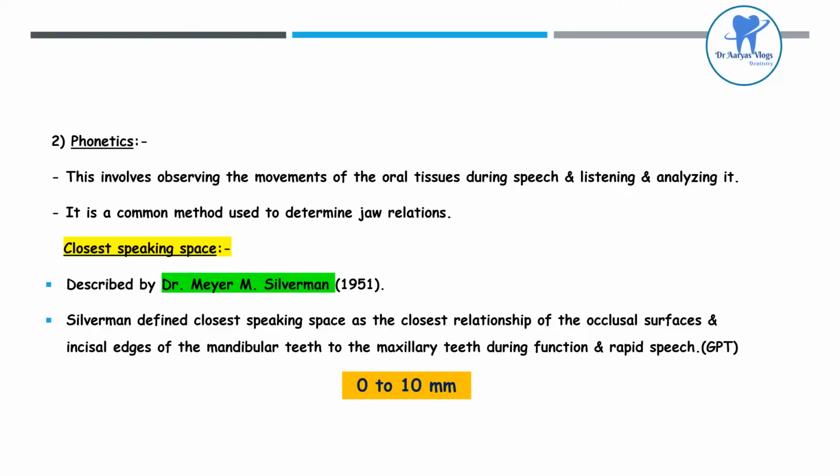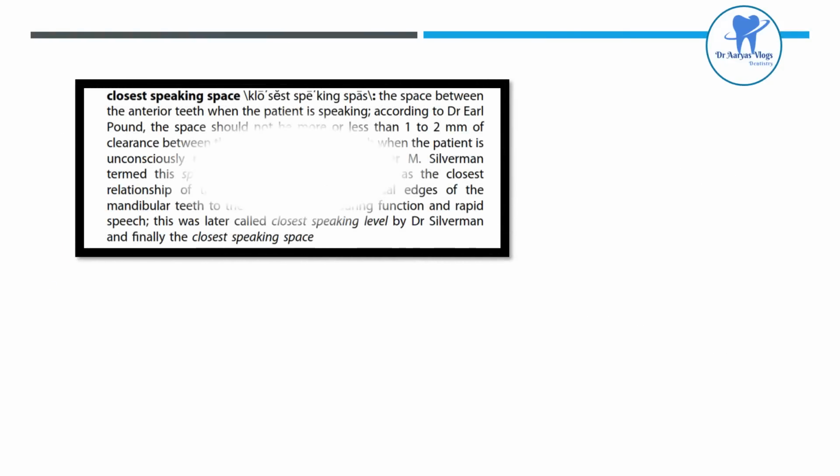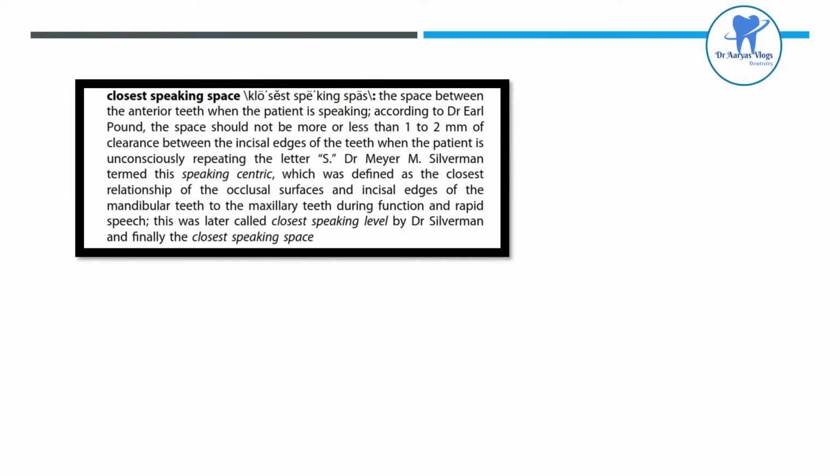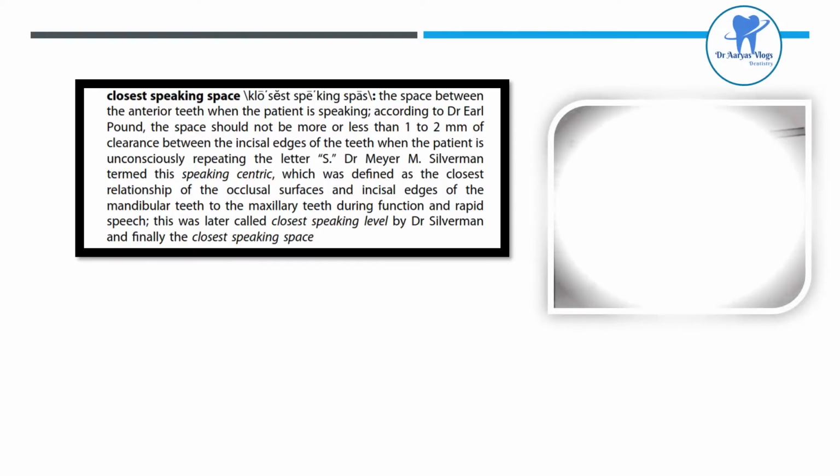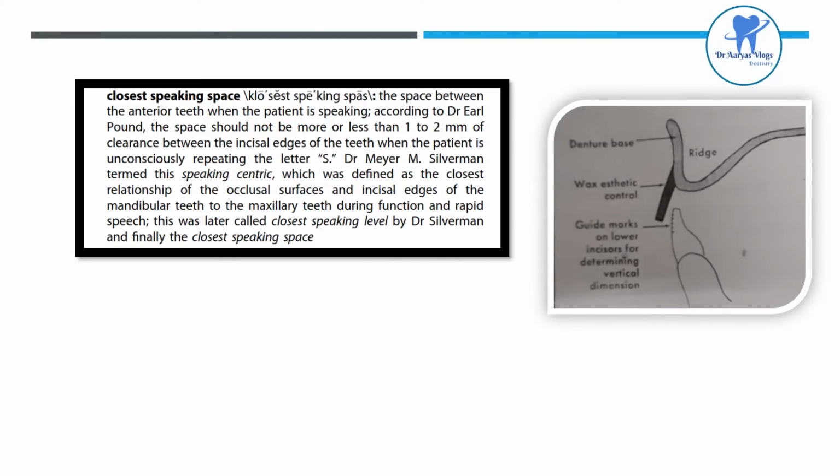The average value is about 0 to 10 mm. Okay. What is closest speaking space? According to GPT-9, it is defined as the space between the anterior teeth when the patient is speaking. According to Dr. Earl Pound, the space should not be more than or less than 1 to 2 mm of clearance between the incisal edges of teeth when the patient is unconsciously repeating the letter yes. So this is the closest speaking space.